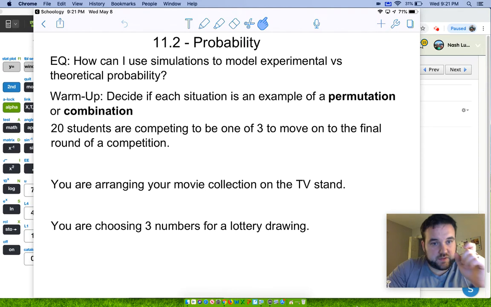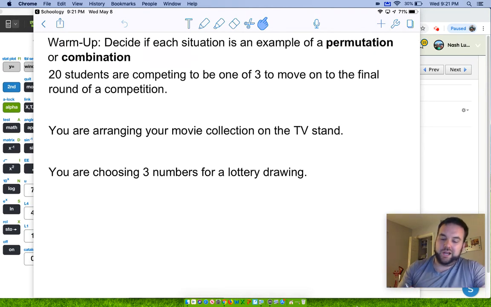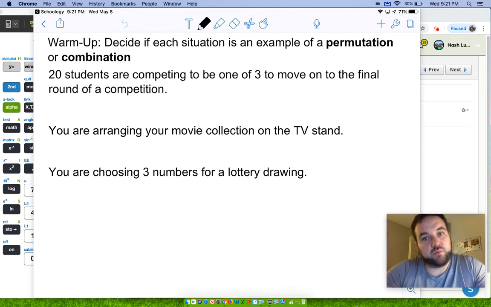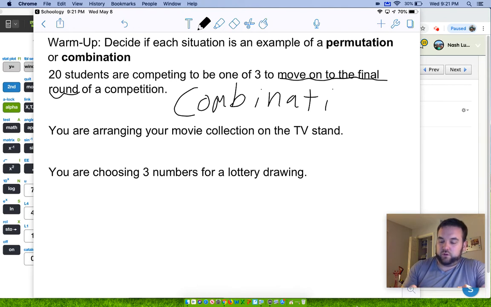Okay. So just a quick warm up, let's figure out if each situation is a permutation or a combination. And remember, a permutation means that when we're choosing things, the order in which we choose them matters. And a combination means it doesn't matter what order you pick them in. All that matters is do they get picked or do they not. So 20 students are competing to be one of three to move on to the final round of a competition. And that key phrase is to move on to a final round. It doesn't matter if you're first, second, or third. You have the same outcome. You are moving on. So that's a combination.